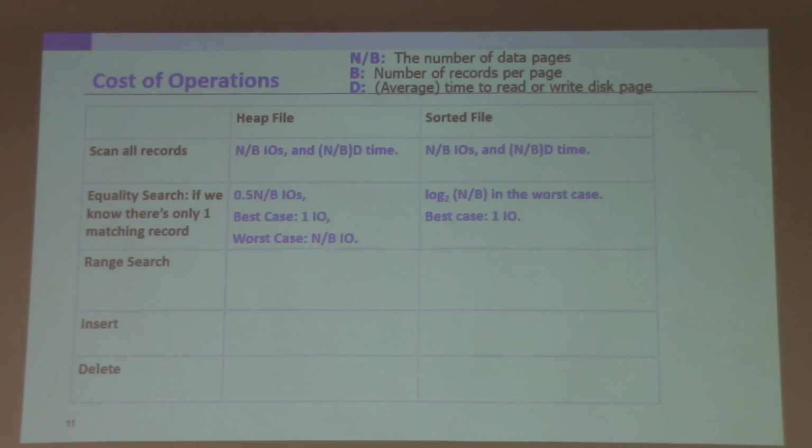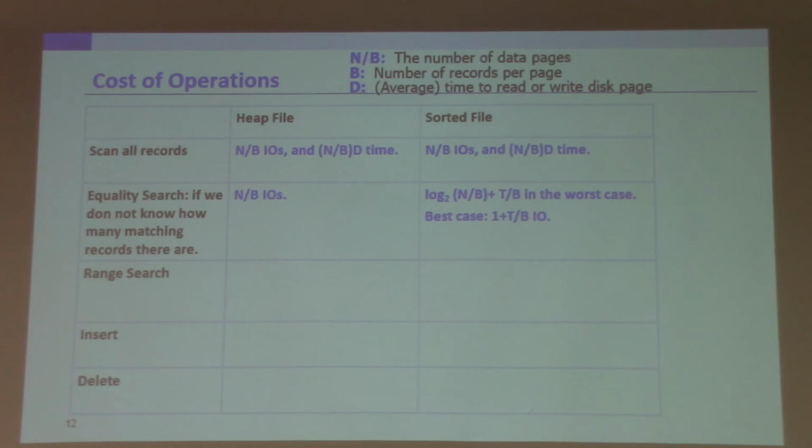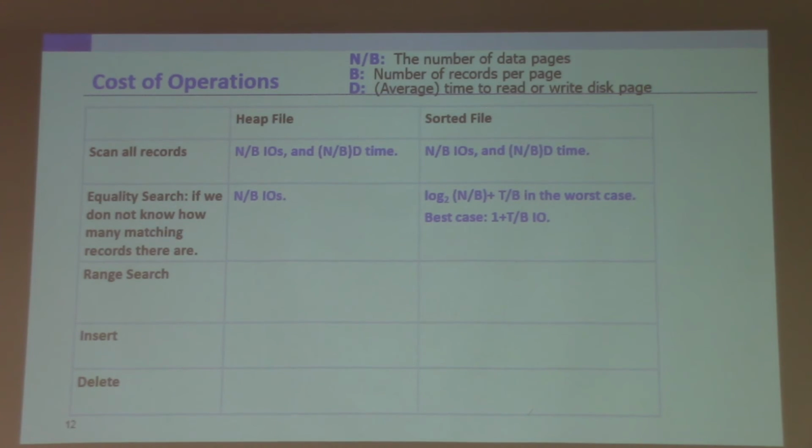Well, it's similar to the discussion I just had for equality search, but with multiple matching records. For a sorted file, you use binary search to search for the smallest value in your range. That gives you the page ID and location of the very first record that possibly falls within your range. And because it's sorted, you can do a linear scan afterwards for T over B IOs to find all matching records. So that's essentially the cost. Okay? That's for the range.